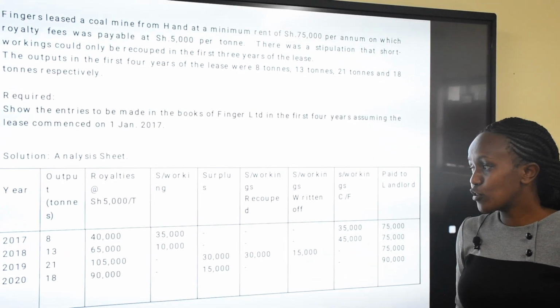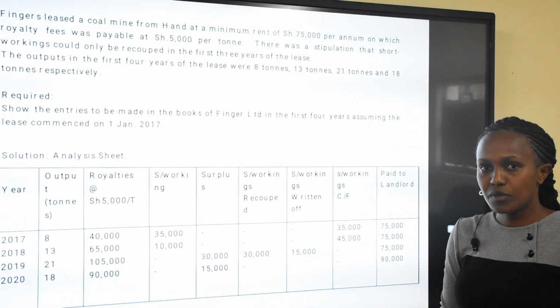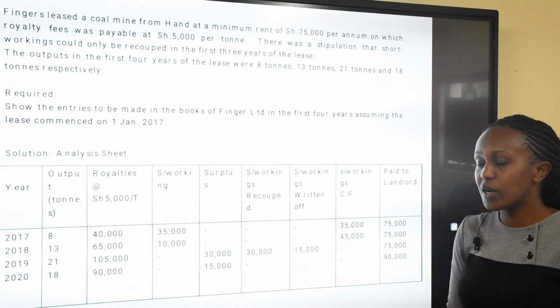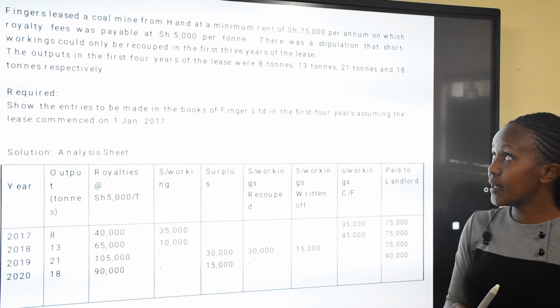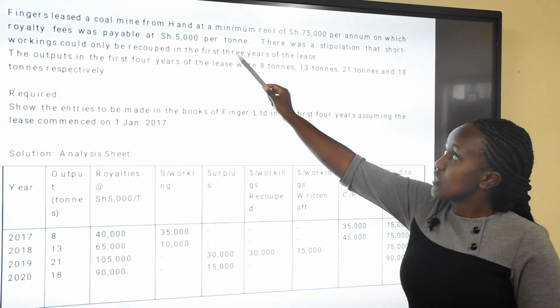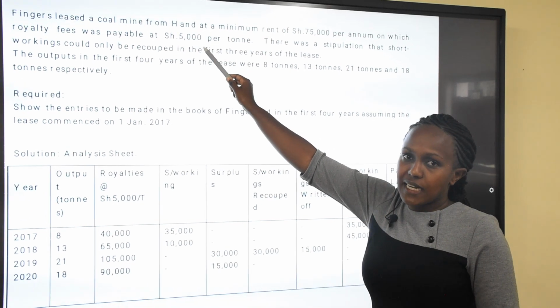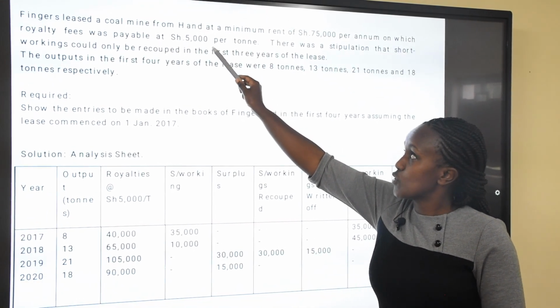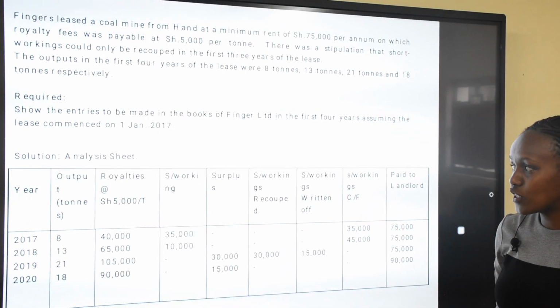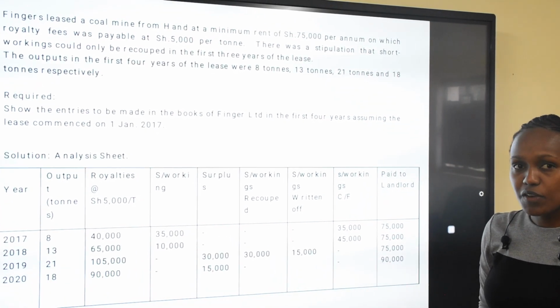So the first thing we are going to compute is the royalties payable. For all the figures of the output, we are going to multiply by 5,000. Why? Because we were told that the royalties payable is shillings 5,000 per ton. We are going to pay a royalty of shillings 5,000 per ton.